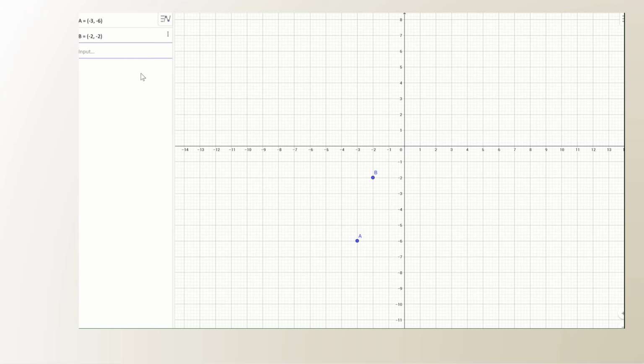And now I'm going to take my line tool and connect those 2 points. And shazam, there's my line. And if I had put that in slope intercept form, it would be y equals 4x plus 6. And I do see I've got a y-intercept right here at 6. So all looks pretty well with the world.